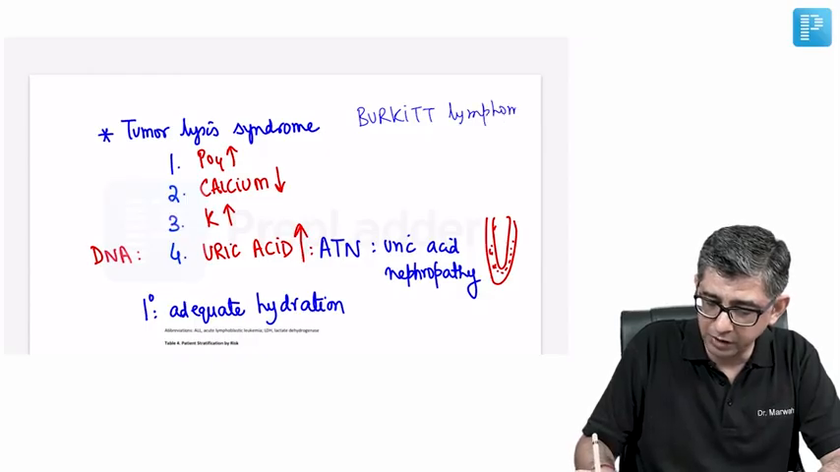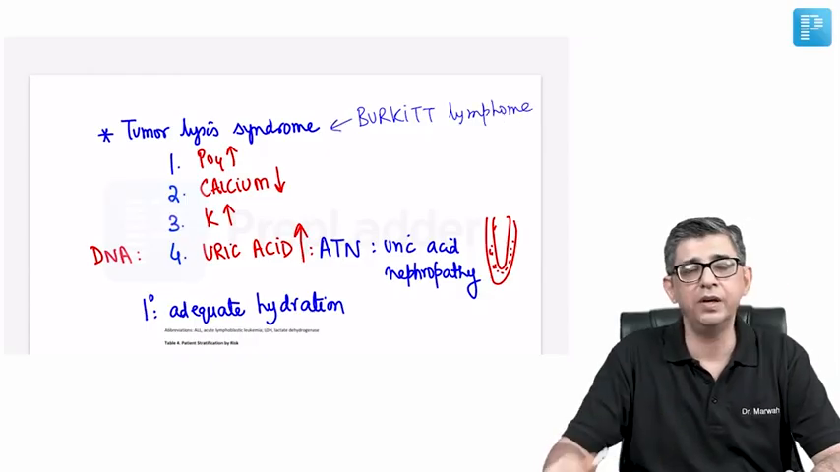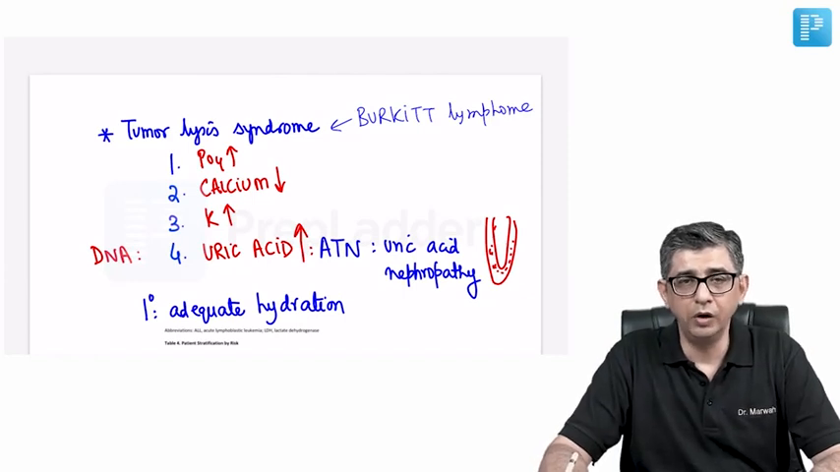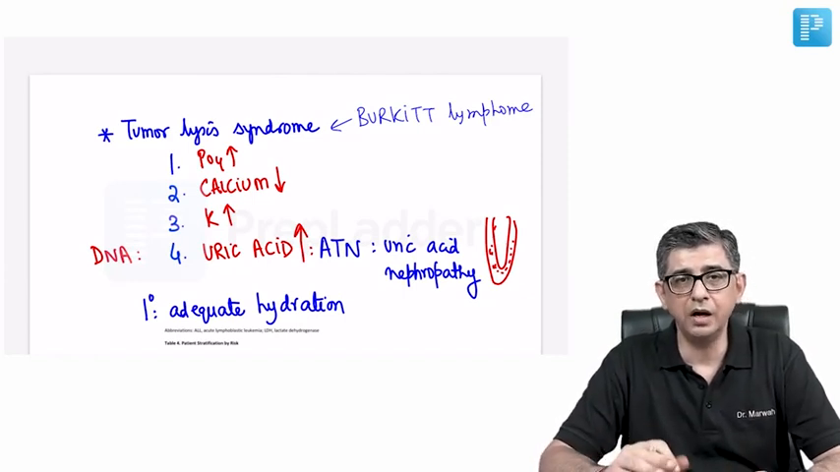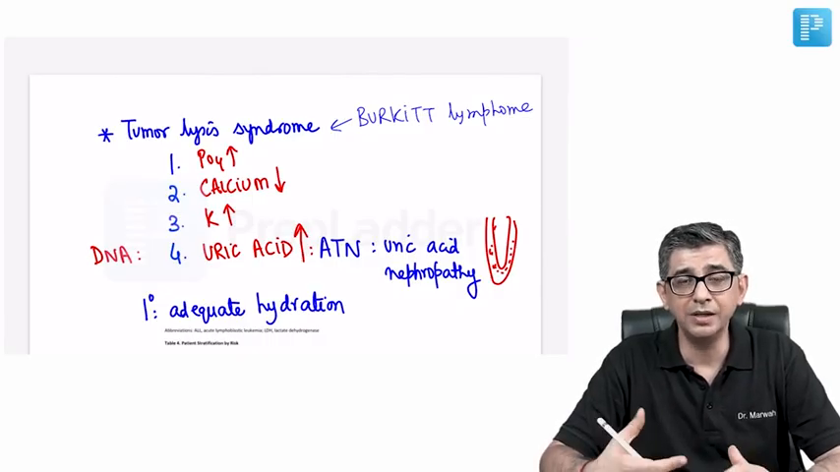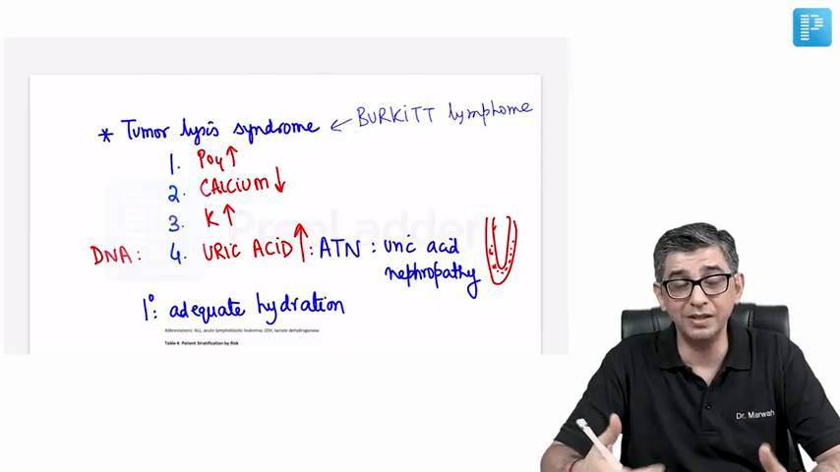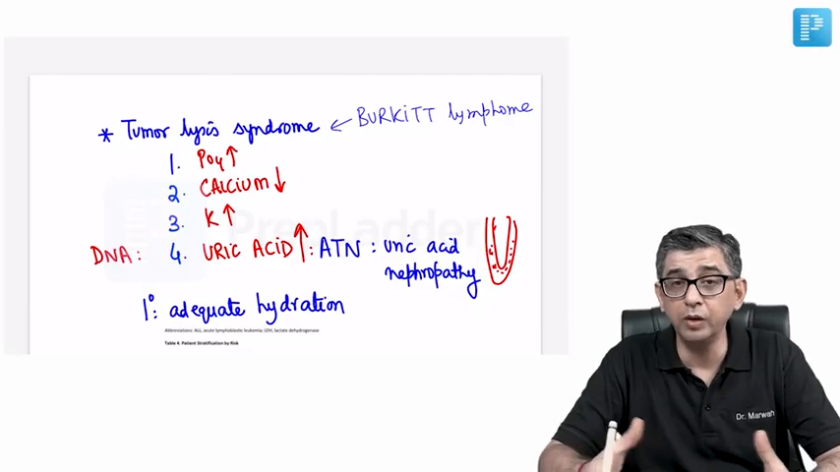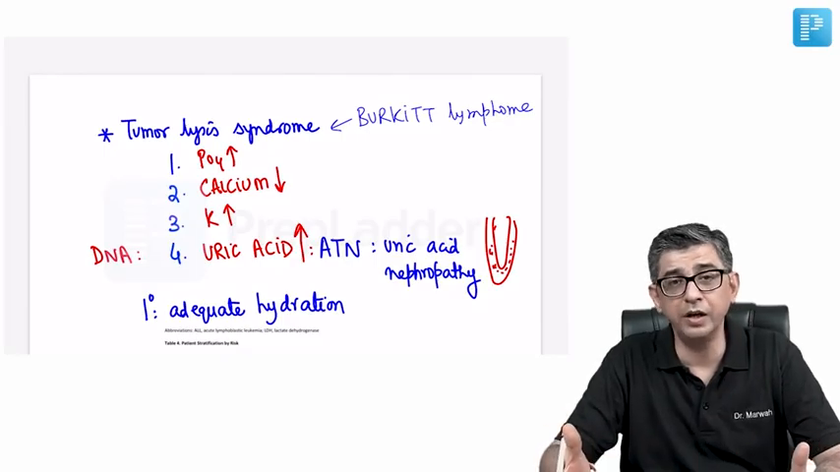The question of your exam said, which of the following is having highest chances of development of tumor lysis syndrome? Then the logic is that the tumor that has the highest turnover rate, the tumor that has the shortest doubling time. I repeat again, tumor that has a shortest doubling time. If the cancer cells are multiplying very fast, the shortest doubling time implies that there would be a lot of cancer cells, and when you give chemotherapy, all of them are gonna die simultaneously.